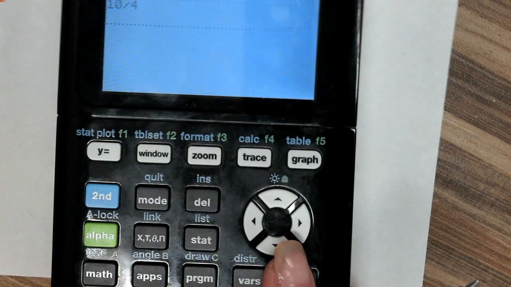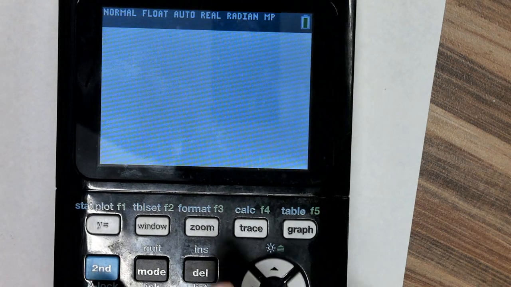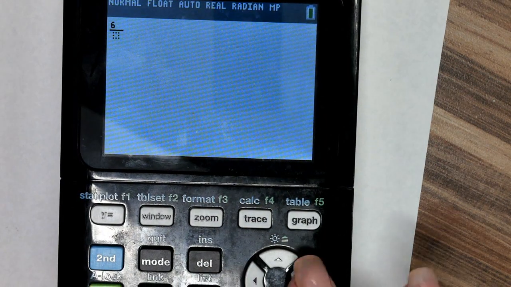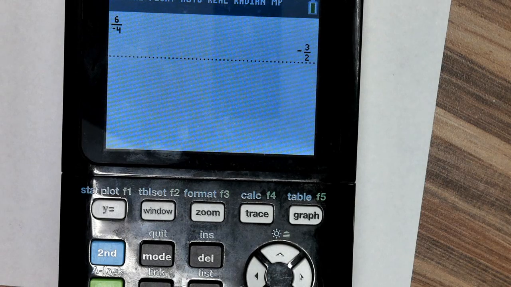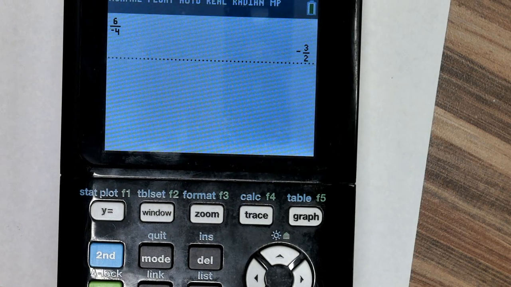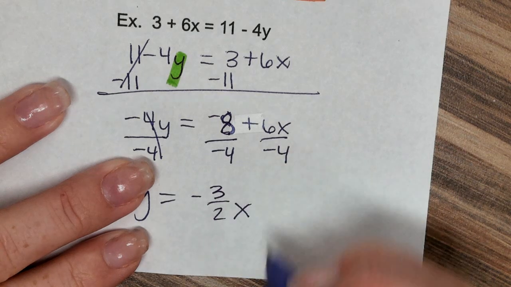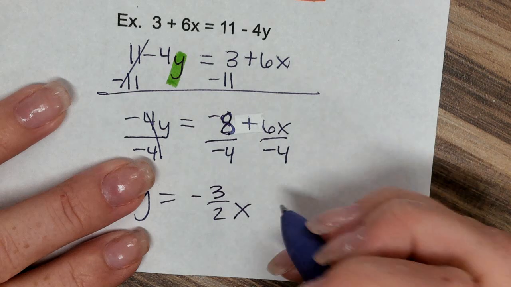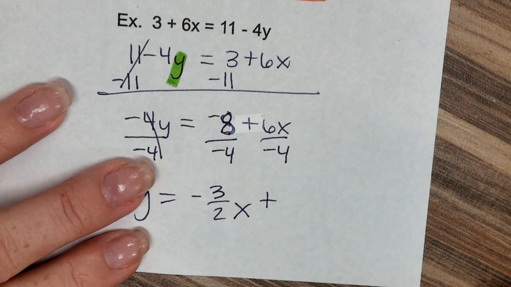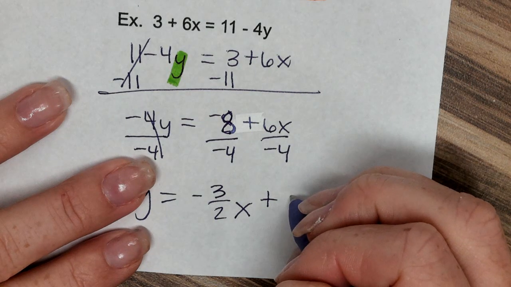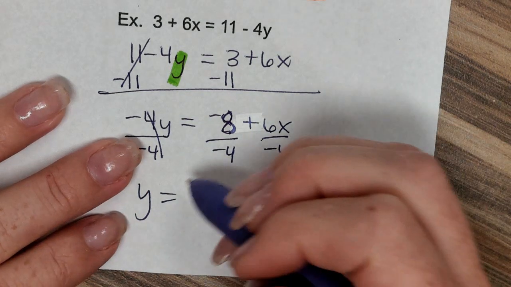So you can put it in your calculator. 6 over negative 4 simplifies to negative 3 over 2. So I'm going to write it first because I want the x to go first. Plus, what is negative 8 divided by negative 4? Positive 2.